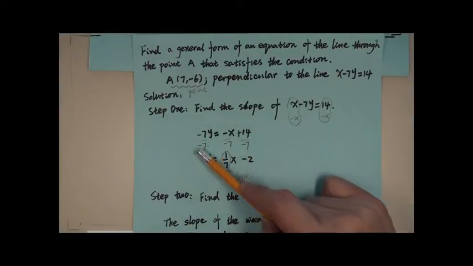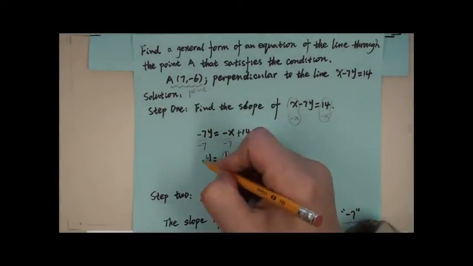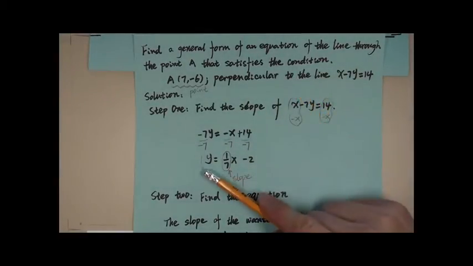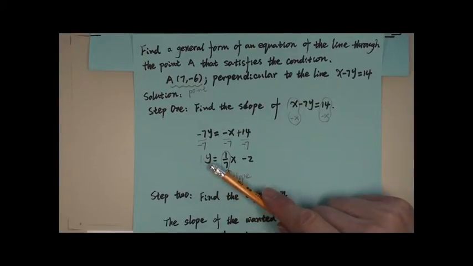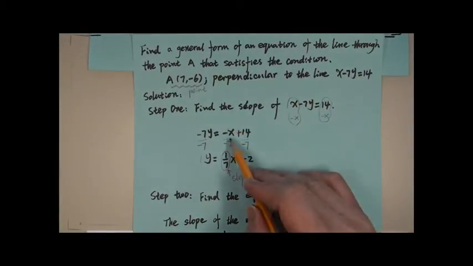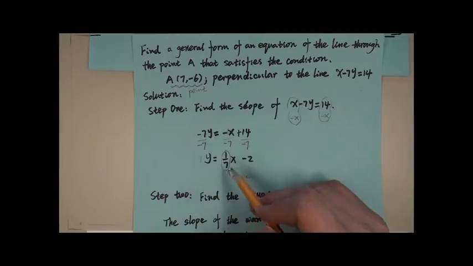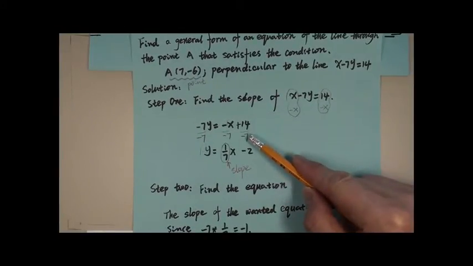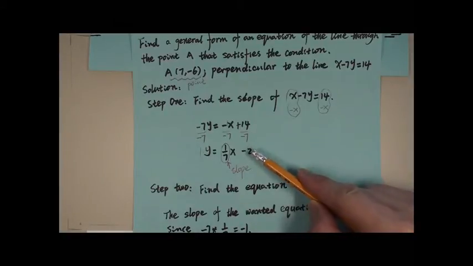Negative 7 cancel each other, so you have a 1. 1 times y is just y. So you may not need to write 1. You just need to write y. Now, there is a y in front of x. Negative 1 divided by negative 7, you have a positive 1/7. And then 14 divided by negative 7, you have a negative 2.